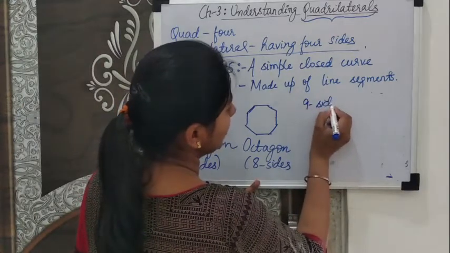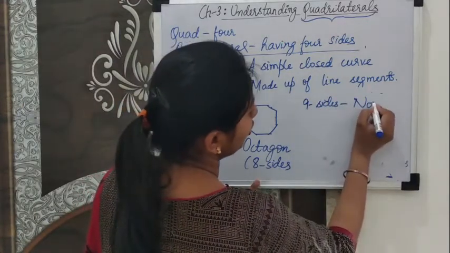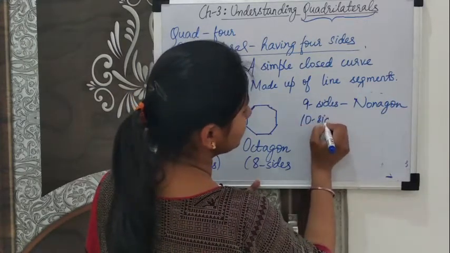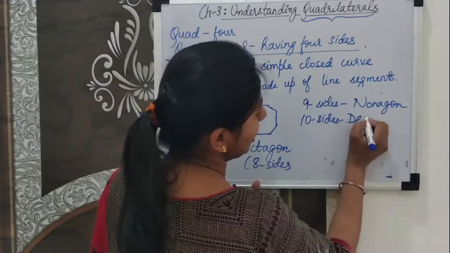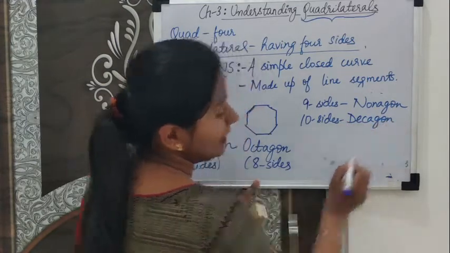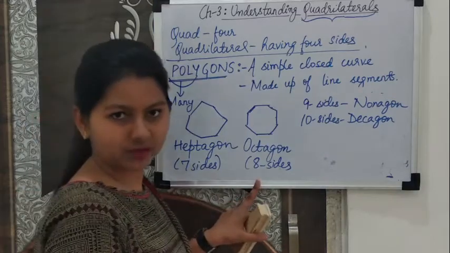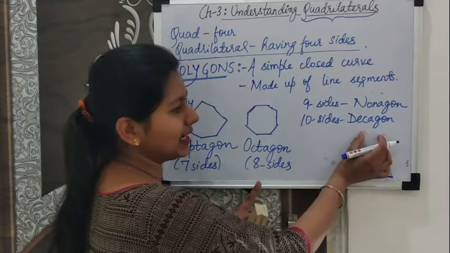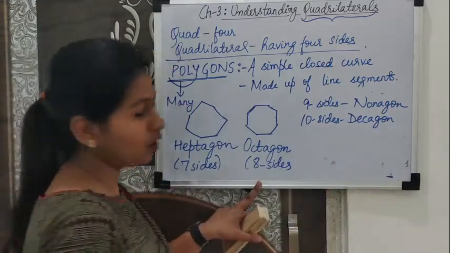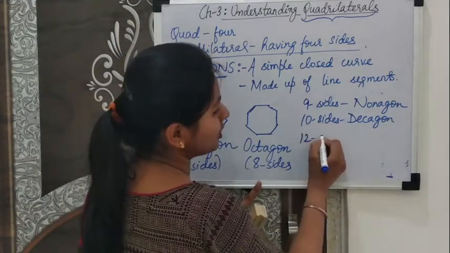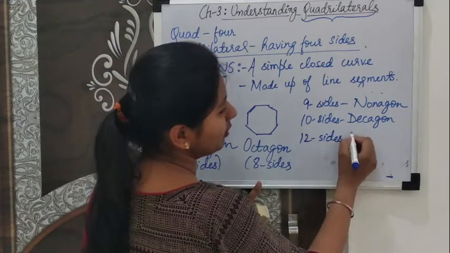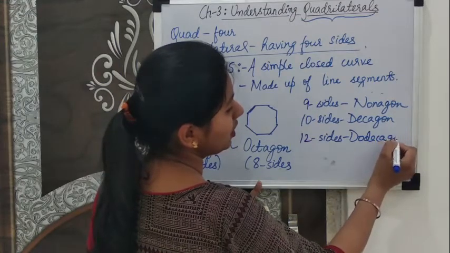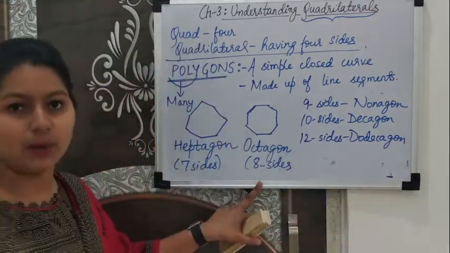9 sides is called nonagon. 10 sides, decagon. 10 years we used to call decade. 10 saal ko hum kya bolte hain? Decade. So decade se hi yahan pe 10 sides hai. Decade se kya bana hamara? Decagon. Theek hai? Agar 12 sides ho jayengi then it will be dodecagon. 12 sides ke liye kya ban gaya hamara?